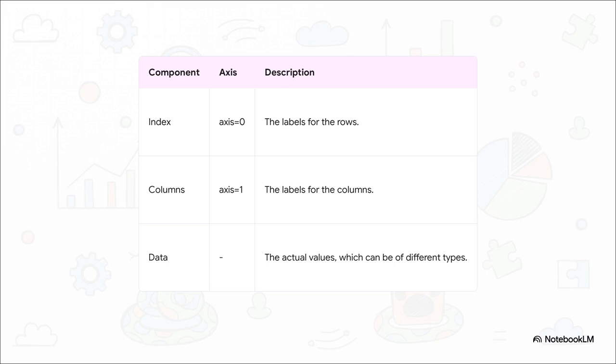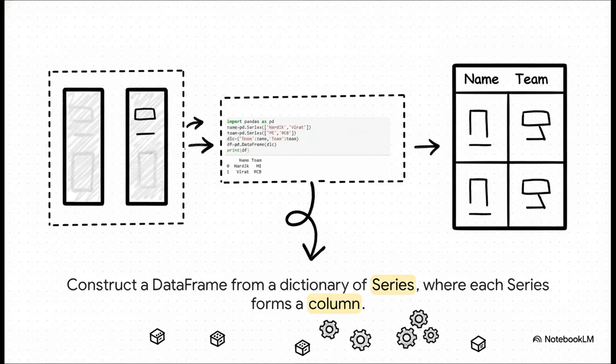Axis 0 is rows. Axis 1 is columns. You're going to see that pop up all over the place in Pandas. So how do we actually make one of these? Well, one really cool way is to combine the series we just learned about. In this example, we have a dictionary where the keys become our column names, name and team, and the values are the series that fill up those columns. It's literally like stacking columns right next to each other.